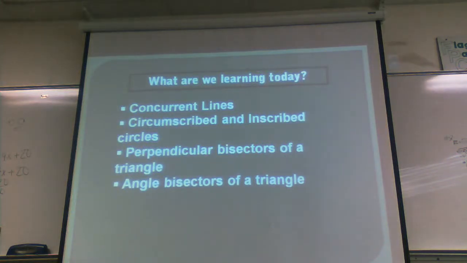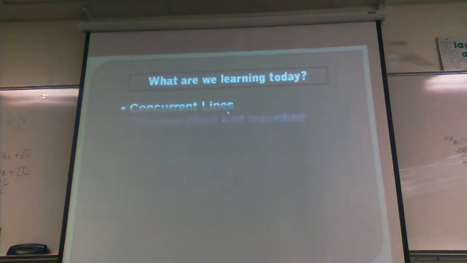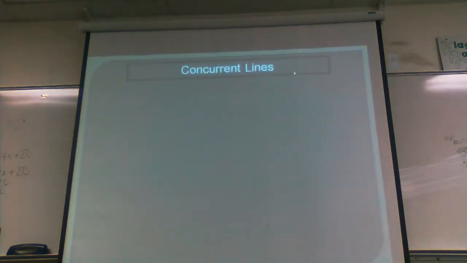And then there's going to be two words that are stemming from a circle that's circumscribed and inscribed. Okay, so we've got to go through all these things first. All right, first thing, concurrent lines. And we're doing this because these words are going to be popping up quite a bit.